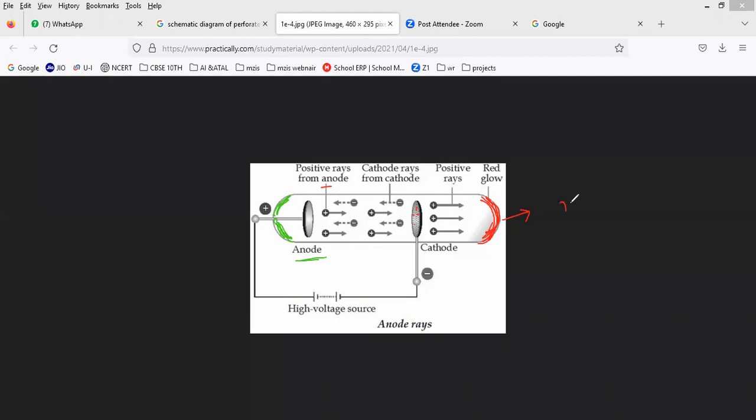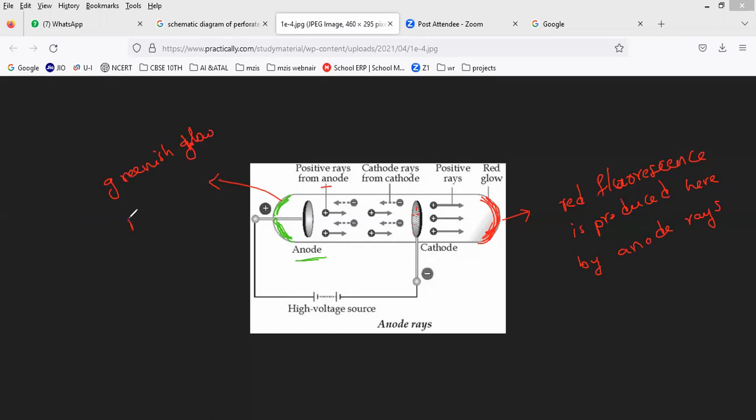So red fluorescence is produced here by whom, anode rays or cathode rays? Anode rays. And here a greenish glow is the fluorescence produced by cathode rays. That is the experiment.